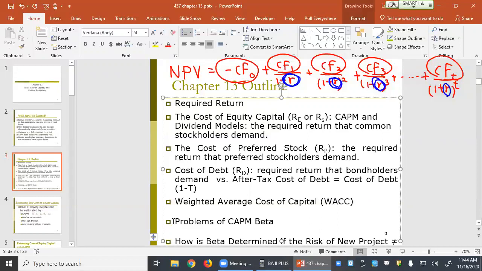But other than that, we'll also talk about the problems of CAPM beta. CAPM was developed in the late 50s. In the first 30 years, it was viewed as the best model ever. It's the number one model. It's still the most popular model being used in the corporate world when it comes to estimating cost of equity.